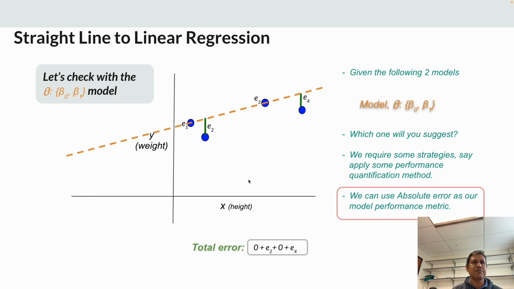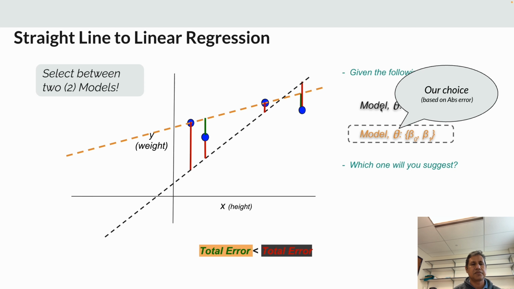We do the same for the orange model, and for the first point, the model has 0 error, second one E2, third one 0, fourth one E4. This will be the total error of the orange model. So which one is better or favorable? Because the orange model has less error than the black model, our preference would be the orange model.